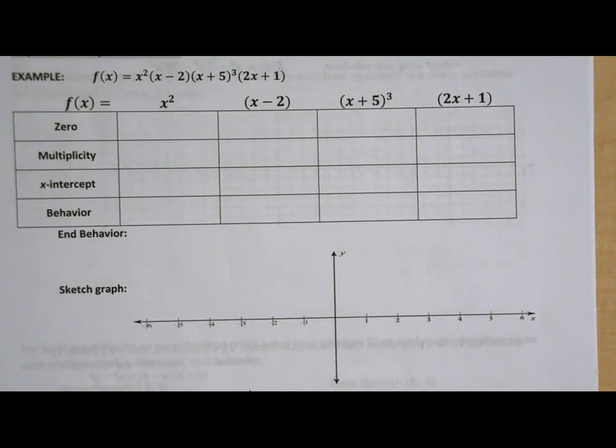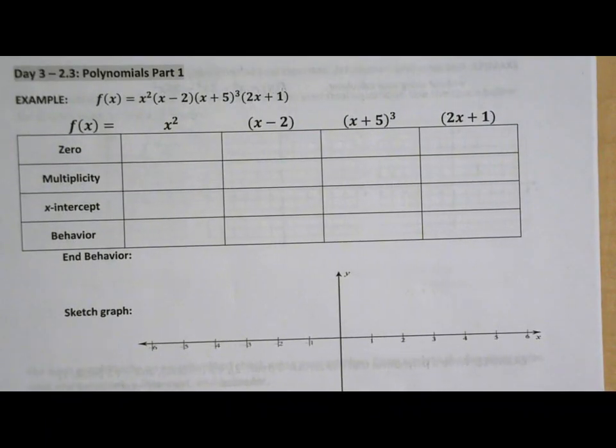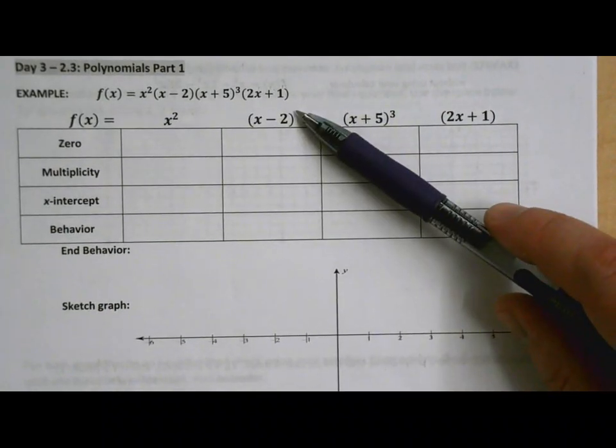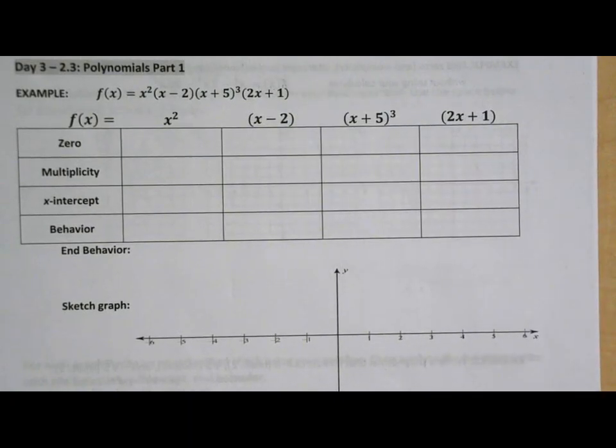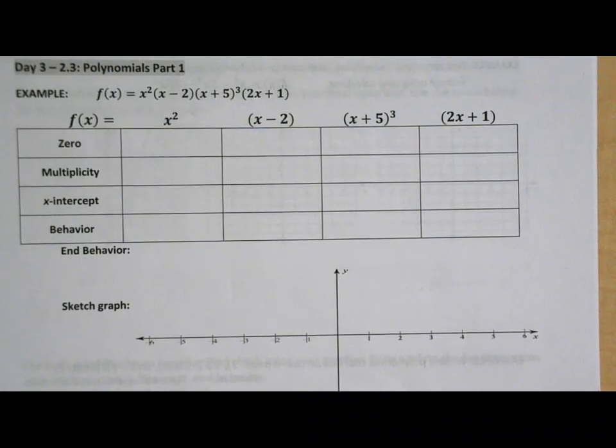So let's talk about what we're going to do today. Today's goal, a couple different things I want you to be able to do. If you get a polynomial in a nice factored form like this, I want you to be able to look at those factors, determine where your zeros are, what the multiplicity of those zeros are, and how that translates into what you see on the graph. Where does it cross the x-axis, and what is the behavior at that point?